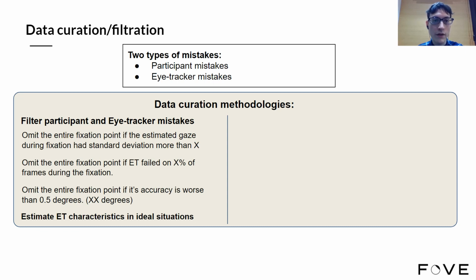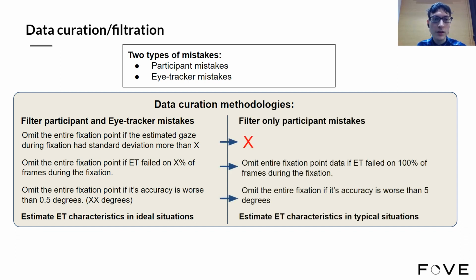Moreover, by varying coefficients XX, we could get nearly any results for estimated eye tracker characteristics. However, such results would not take place in practical eye tracker usage. So instead, we proposed in the paper different methodologies that are designed to filter out only participant mistakes and try to avoid filtering eye tracking failures.